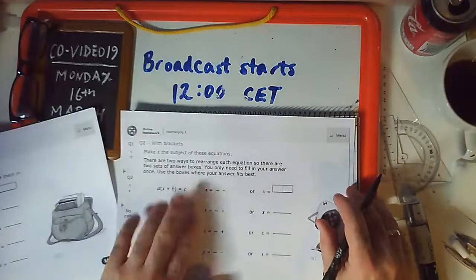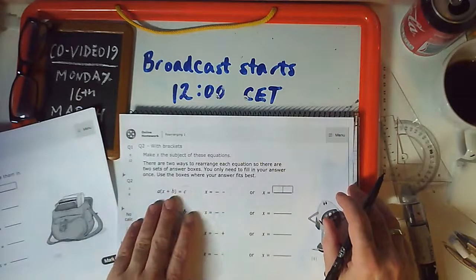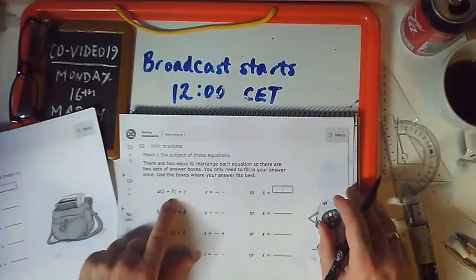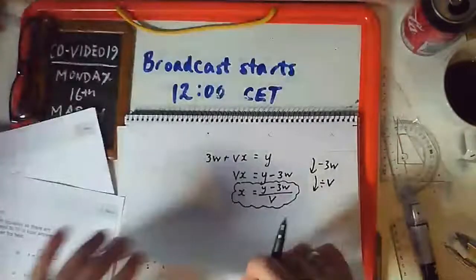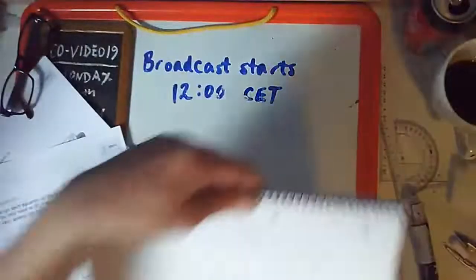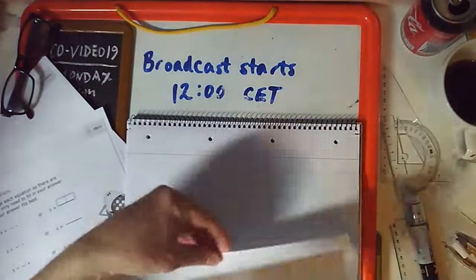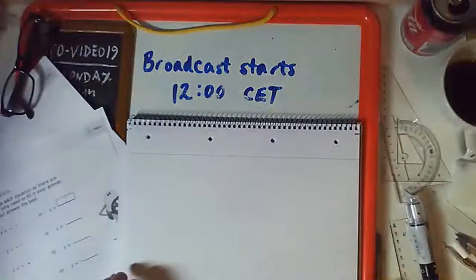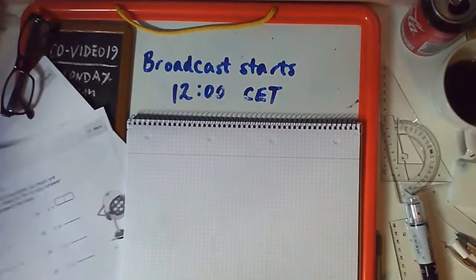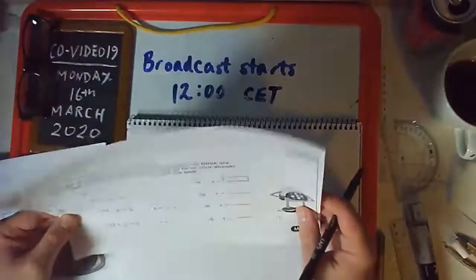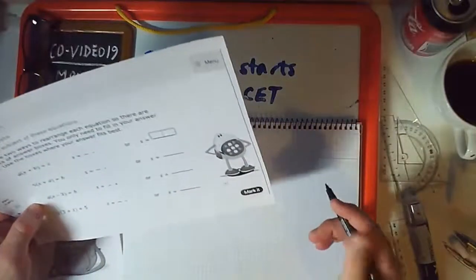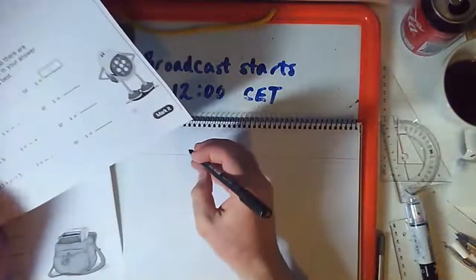Right, same thing, but with brackets. Make x the subject of these equations. Okay, so these are quite tricky. By the way, I've set these for MYP 2 and 3, but they are quite challenging for that grade level, so don't be too terrified by them. I am kind of pushing the envelope a bit on this one.